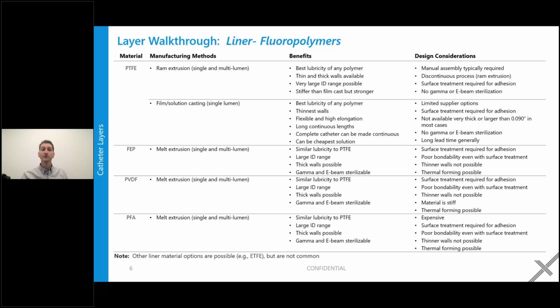The ram extrusion liners are a little bit stiffer, and the film casts are less stiff. So film cast liners are a little bit weaker, a little bit easier to pinhole, a little bit easier to burst. So again, your applications depend on what you're looking for.